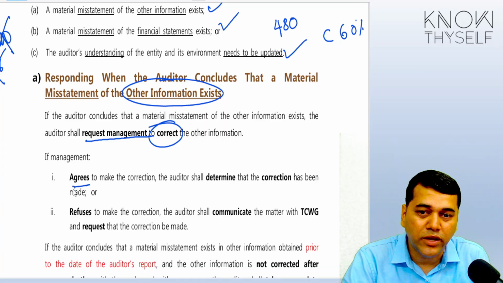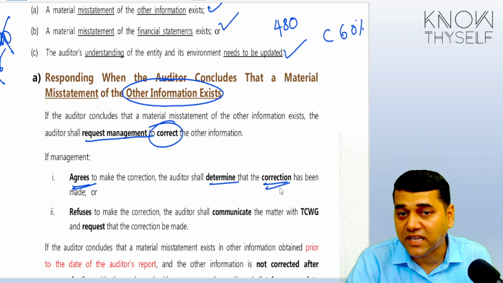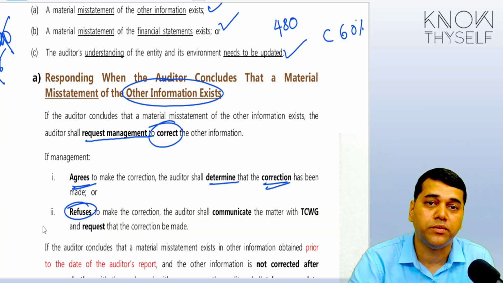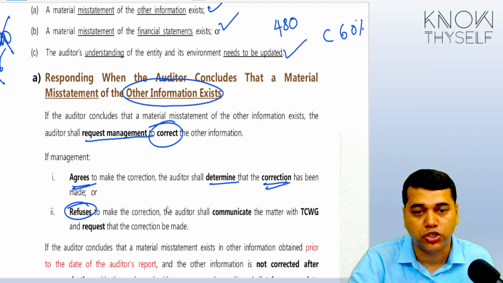If the management agrees, you check whether they have corrected it. But there are chances that management might refuse. They say, no, we are going to write it like that. It is none of your business. You are not auditing the annual report. Are you signing the annual report? They can ask you the opposite question.